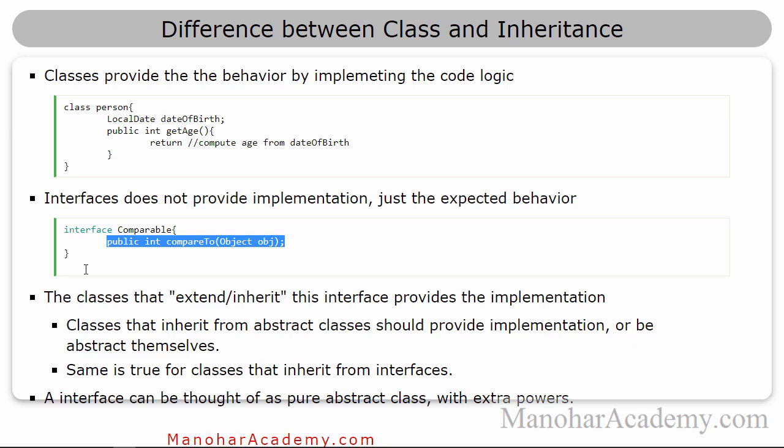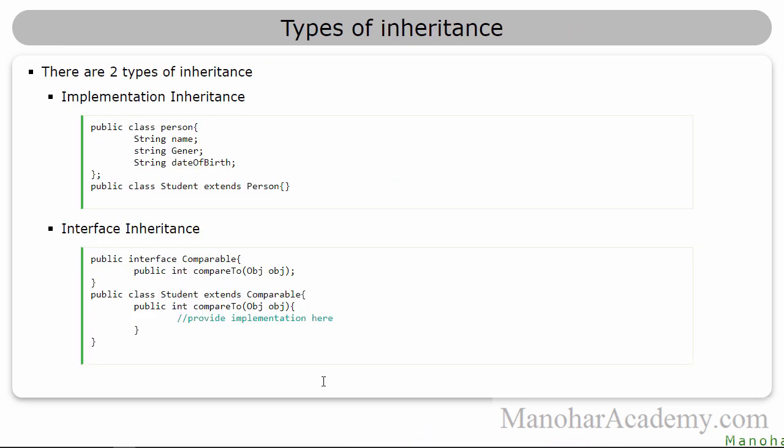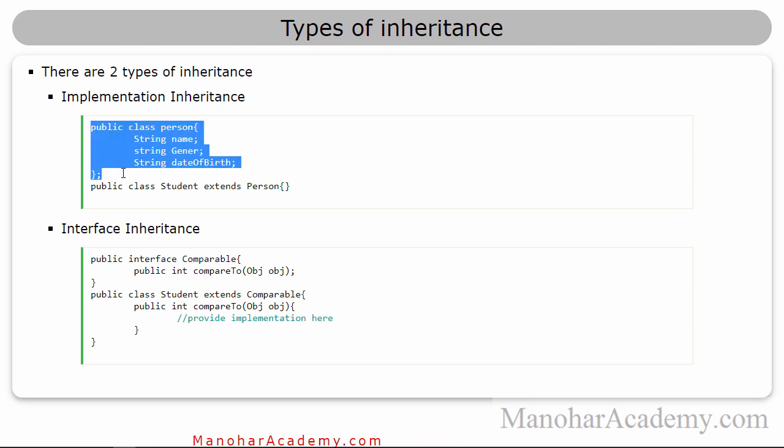As I already mentioned, an interface can be thought of as a pure abstract class but with extra powers. What are those powers? We will see. Also, just remember there are two kinds of inheritance. One is implementation inheritance, which is what we have seen so far. We created a class called Person, then we created a Student which is extending Person.